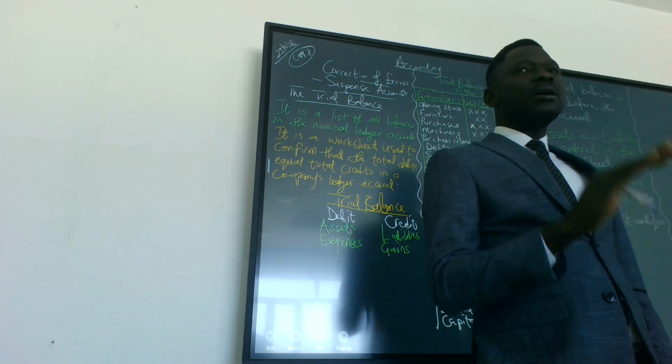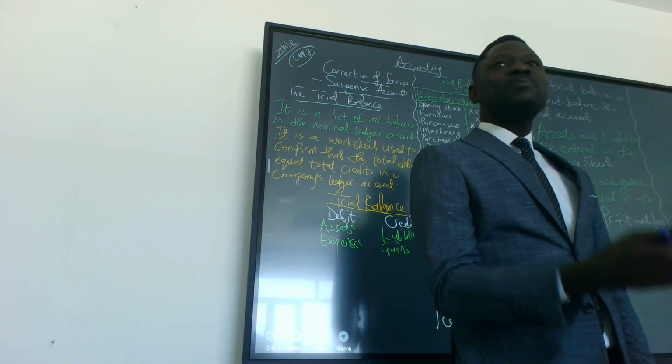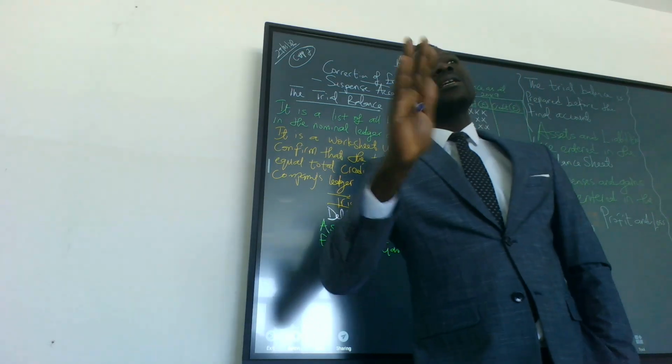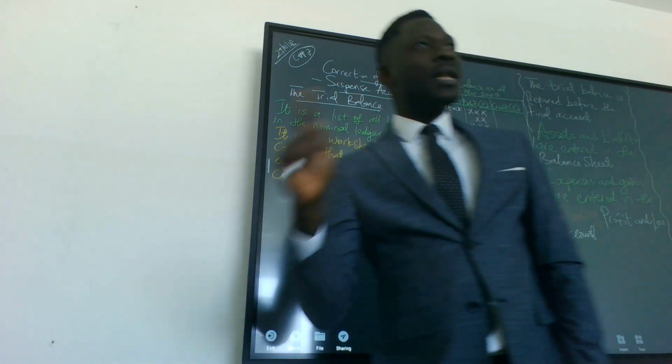Get what I'm saying here? We have a suspense account. A suspense account is created because the trial balance doesn't balance. So it starts with the trial balance. But it doesn't start with the trial balance.